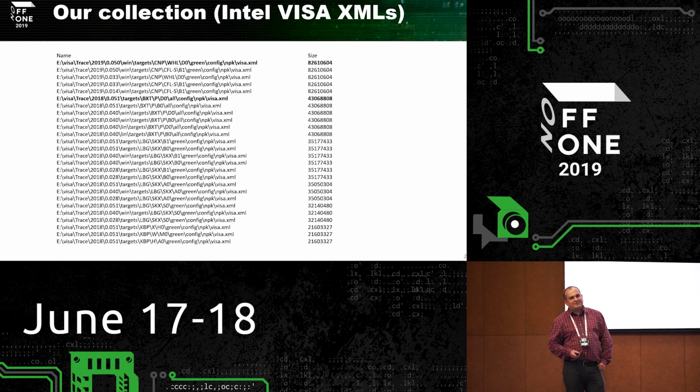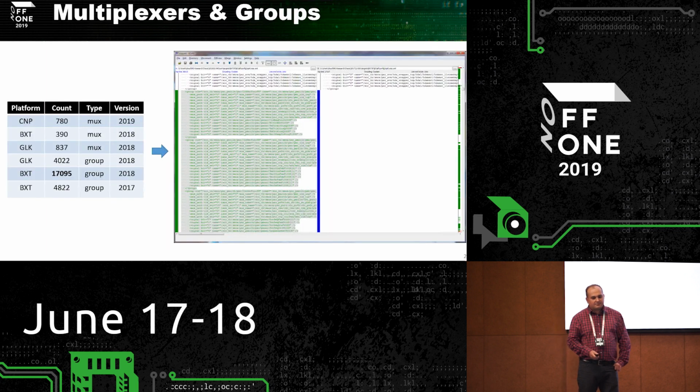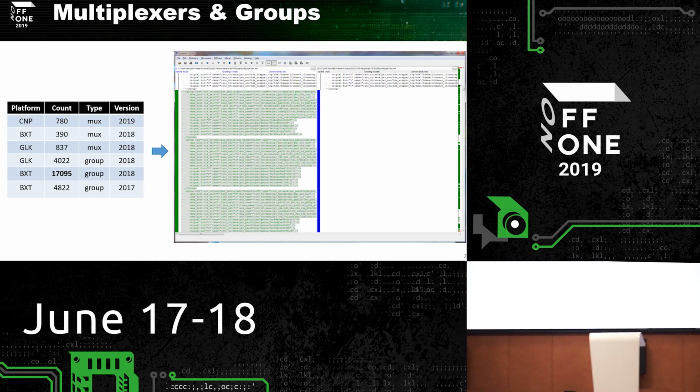And we have gone through all the XML files from within the studio, and here on the screen you can see the results of our work. It's a set of all the VISA XML files. We have its size, and for what platform, for what stepping. And if you look into that, it looks like the collection had been assembled in the following way.